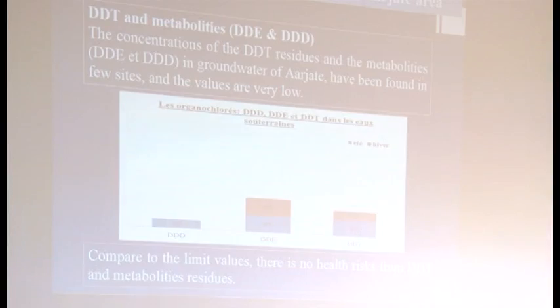Here we try to see how this product, DDT, is transformed. Normally, it is transformed into DDA, DDE, and DDD. It depends on the condition of the soil or the region.